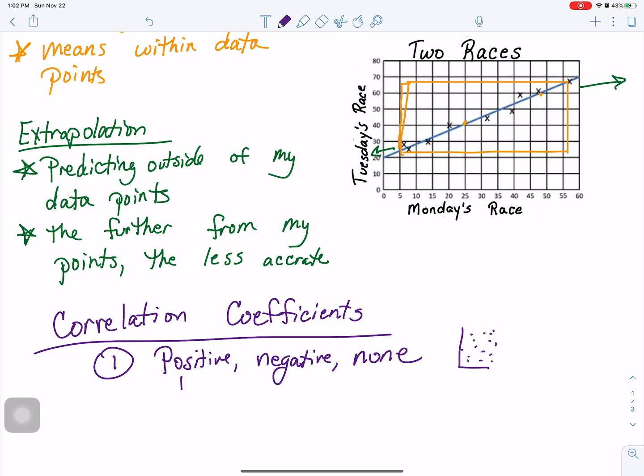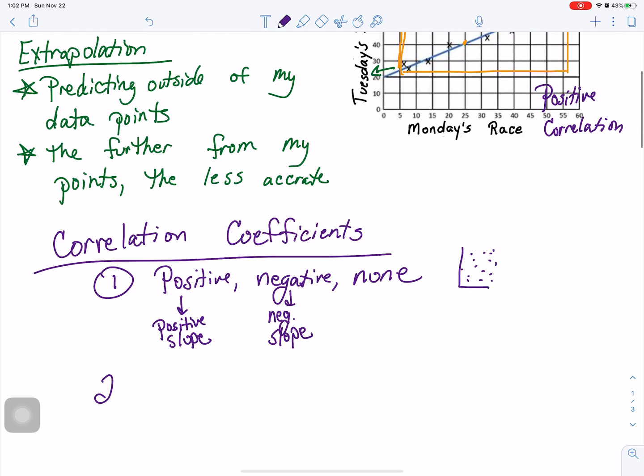A positive would have a positive slope, because as x increases, y also increases. So this particular graph has a positive correlation. A negative would have a negative slope, because as x increases, your y value decreases. And then, like I said, none would be one where we wouldn't have a line on there. So you wouldn't see that on a test, because I want you to draw on a line and then talk about the correlation coefficient. The second is just, are points close to the line or far away?